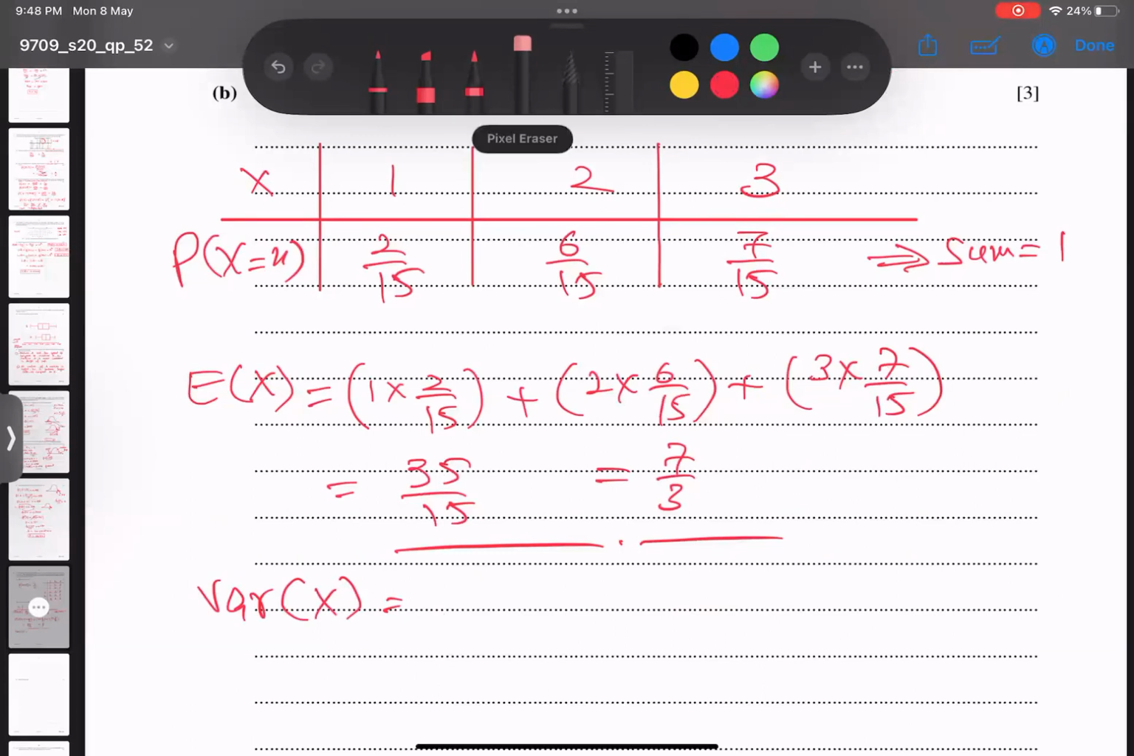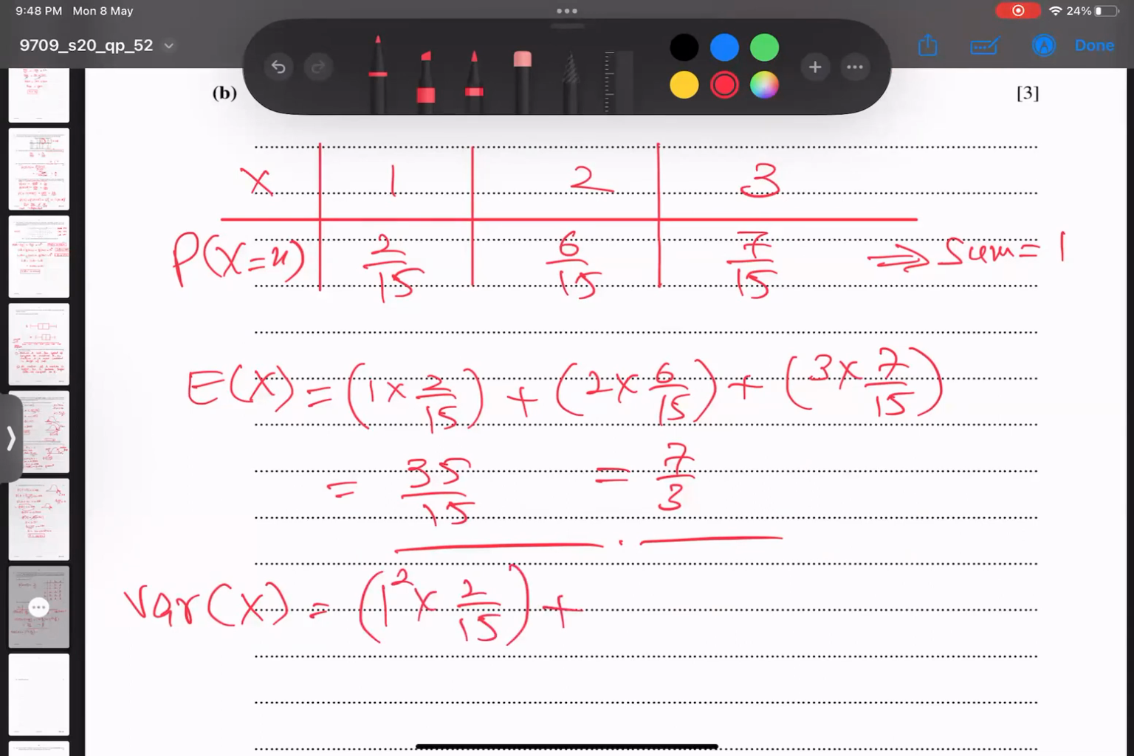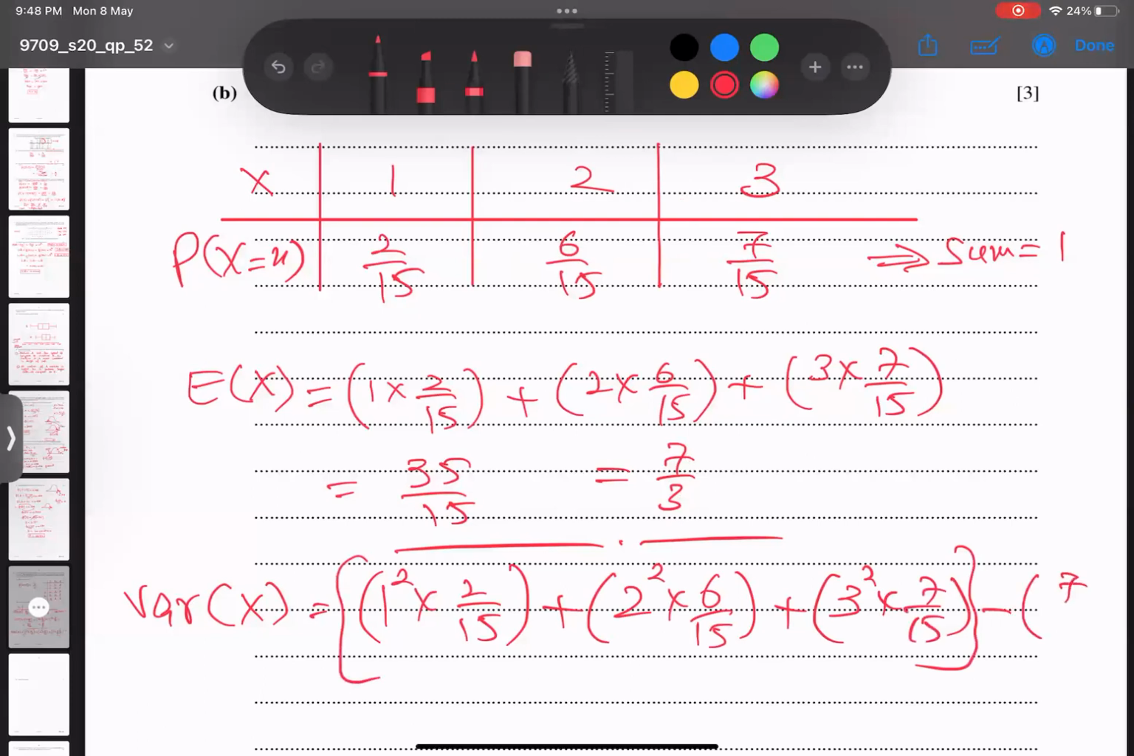What is the technique now here? Okay, I square 1 and multiply. Done. Now square of 2 and multiply. Done. And square of 3 and multiply. Done. This whole thing I calculated minus the mean square, and the mean is 7 by 3, whole square.